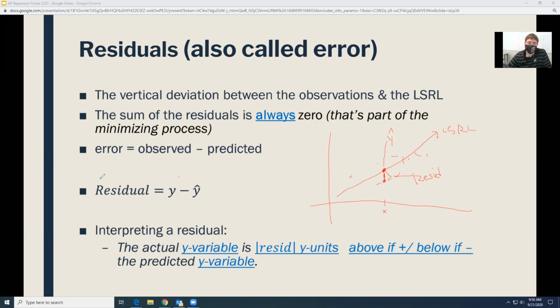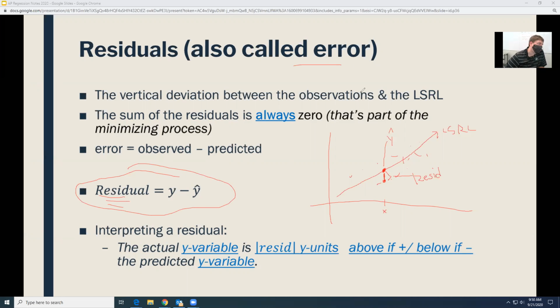To find your error, this formula right here is going to be your buddy. You're going to take the Y value that you actually have minus the one you thought you would have according to your formula. Your observed actual data minus your predicted one gives you a residual, which again is the same as calculating your error.